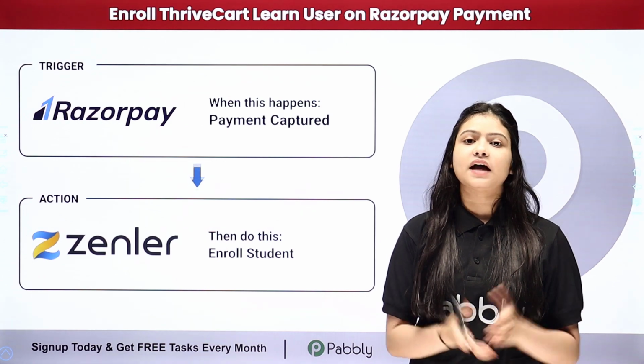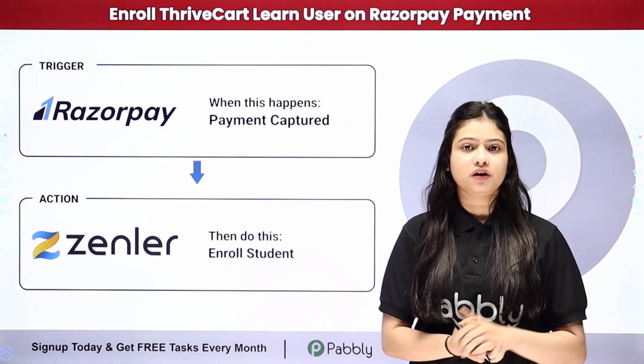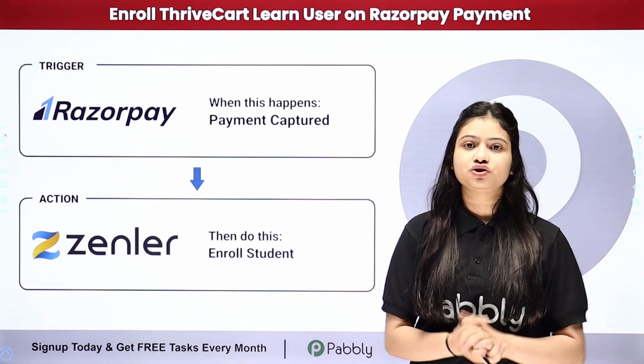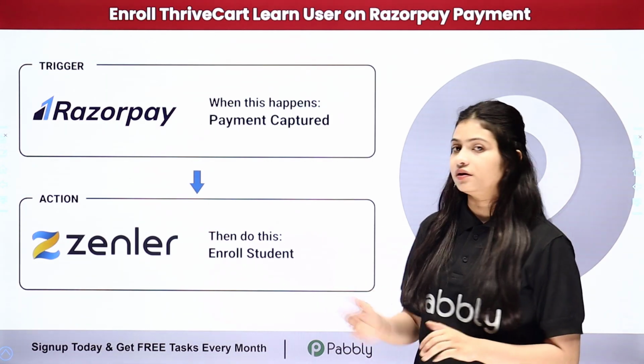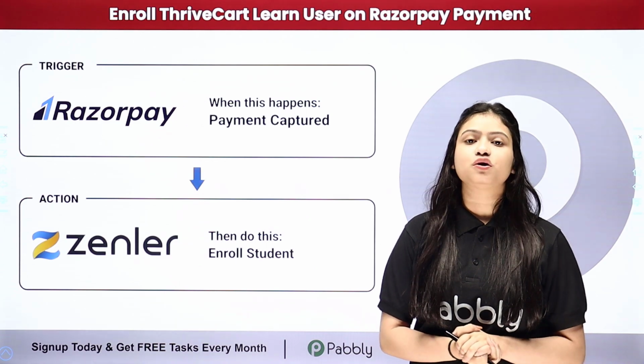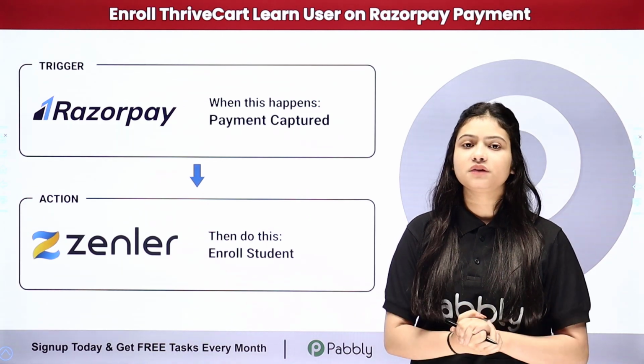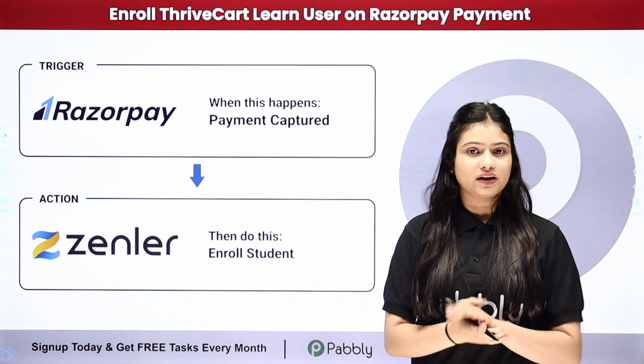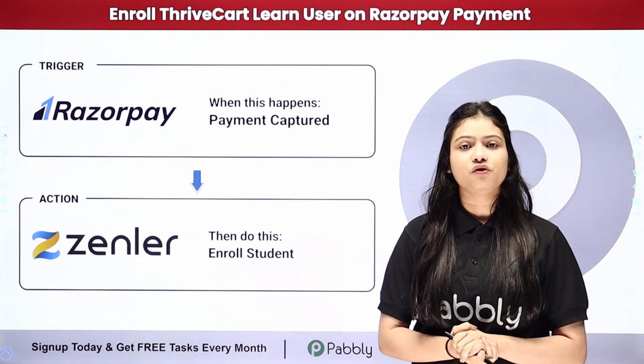So my objective is that as soon as I am going to receive a new payment for the course which is being purchased by the student, automatically that student should be enrolled as a user on Zenler for a particular course. Now, to automate this entire process, we will have to set up the connection between Razorpay and Zenler, and that we are going to do without any coding and programming skills, simply with the help of Pabbly Connect.